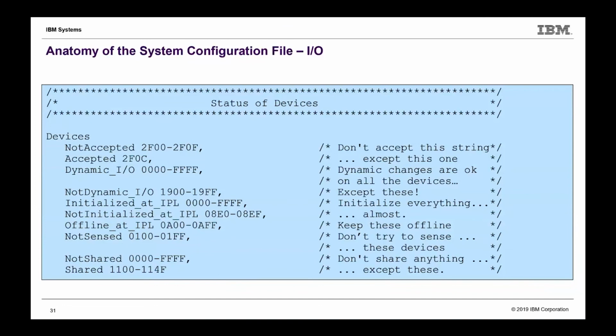And then you'll see things like initialized at IPL, again allowing VM to be able to use them, except for a string there that maybe I know those are from a different system or something of that nature. And there's some I'm going to keep offline. So I have that offline at IPL statement. And again, also I've referenced the not sensing volumes, not shared, except for the last ones that are shared.